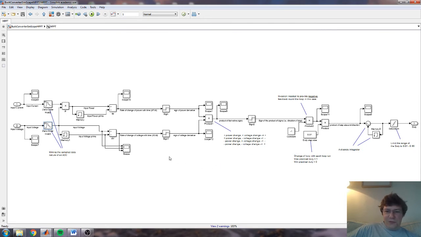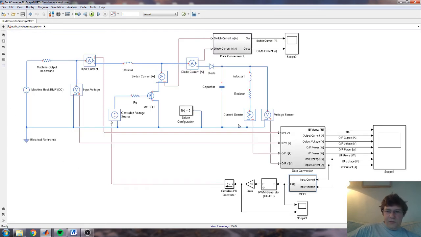If we look at the algorithm itself, I've got a few extra bits in here. I've labelled it so you can press pause if you want to think about it a bit. We've got the input current and the input voltage. So these are taken from here, and they are in turn taken from here.